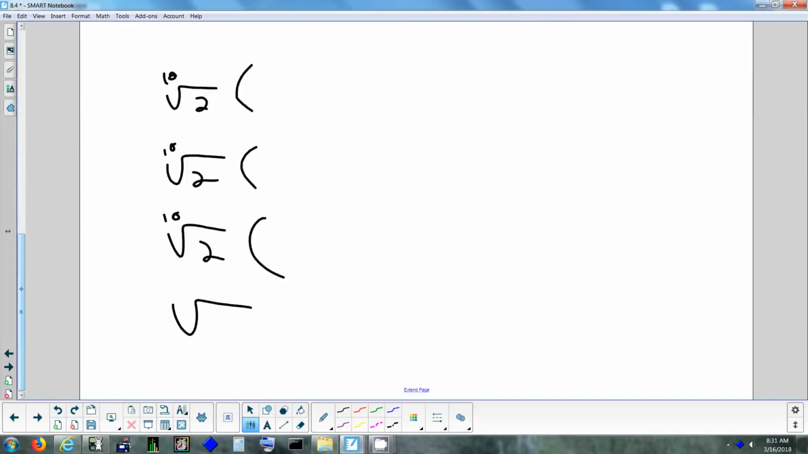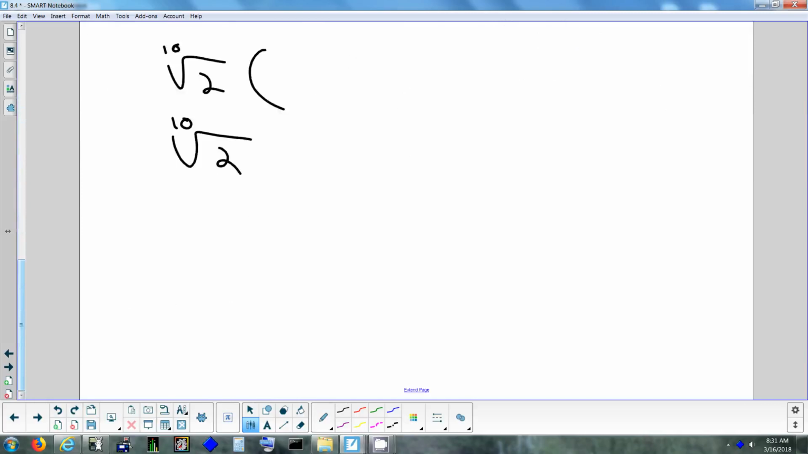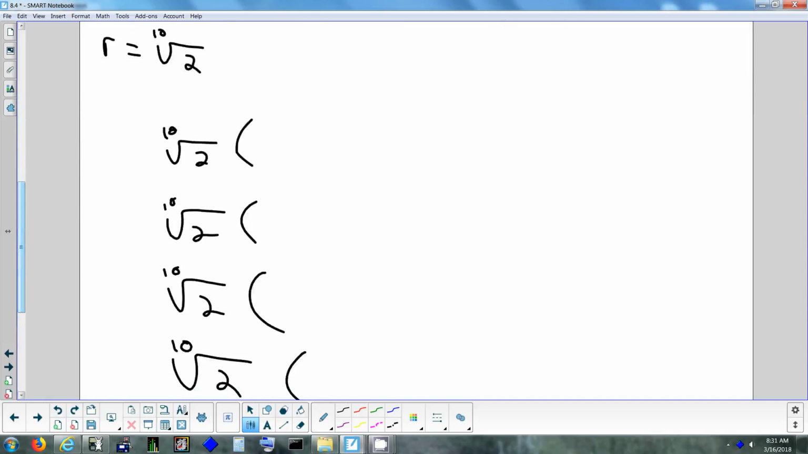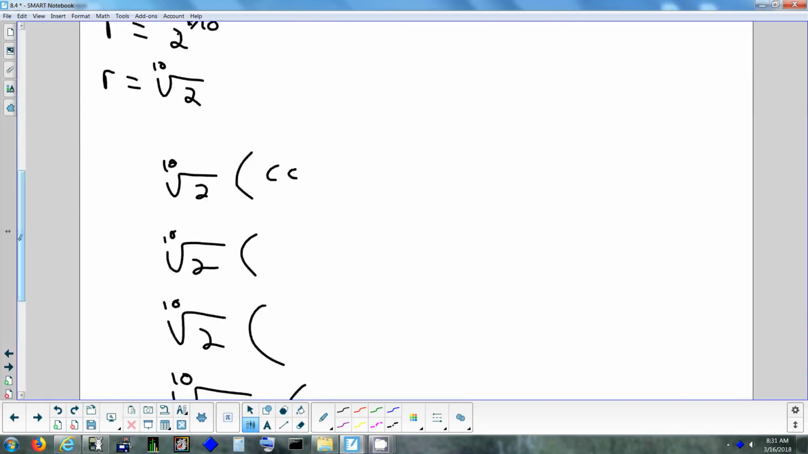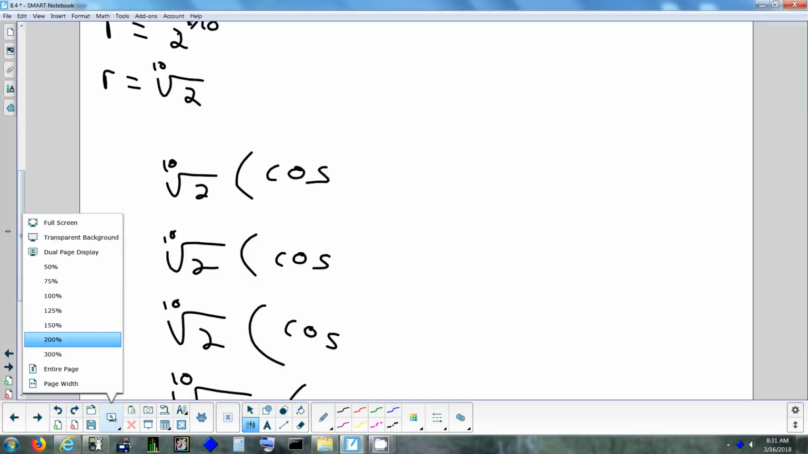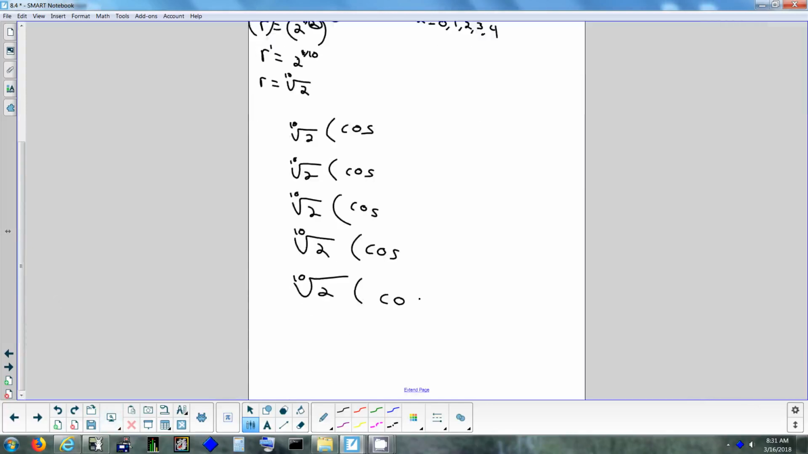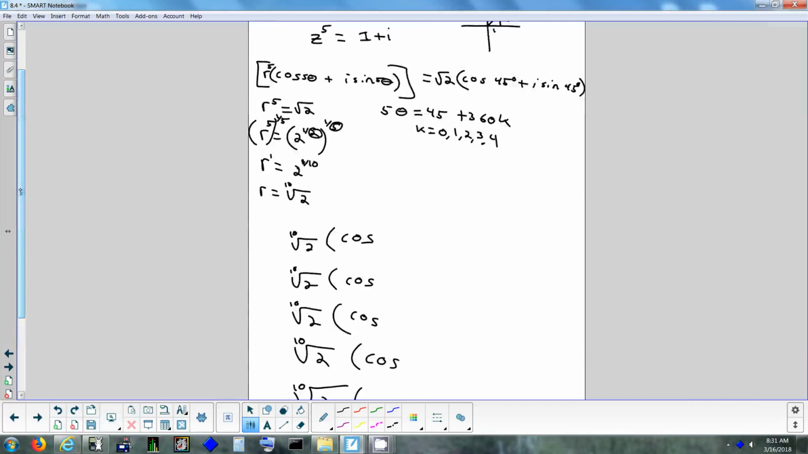This is why I wouldn't have you do more than a 4th root or a 5th root, because it just gets kind of time consuming, and I get messier as I go. So cosine, cosine, cosine, cosine, cosine.